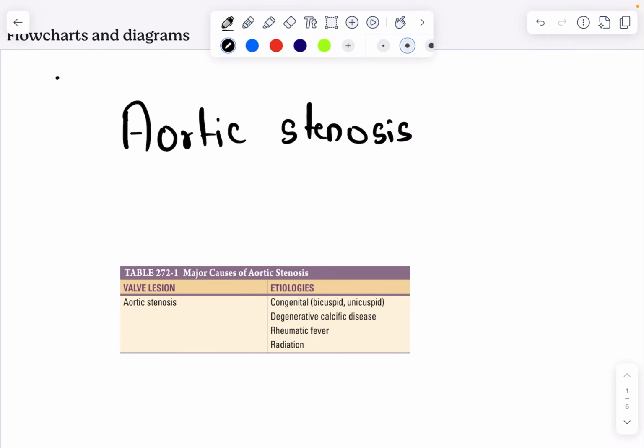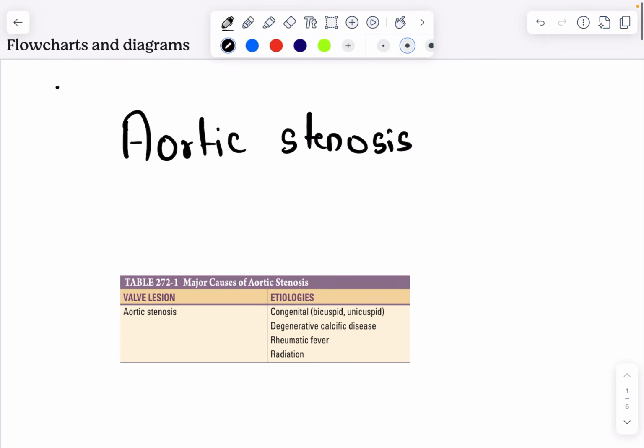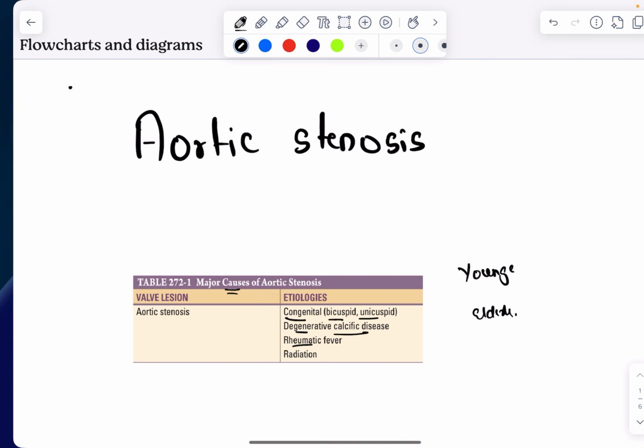In this video, we are going to cover flowcharts and diagrams from the chapter of aortic stenosis. So, table 1, the major causes of aortic stenosis. The common cause of aortic stenosis in the younger population are the congenital causes, like the bicuspid and unicuspid valve, or it could be rheumatic fever. And in the elderly, the common cause is degenerative calcific disease. And another cause of aortic stenosis could be radiation.